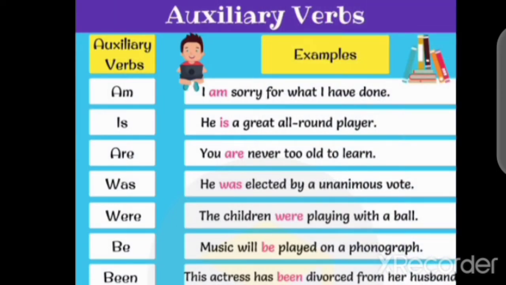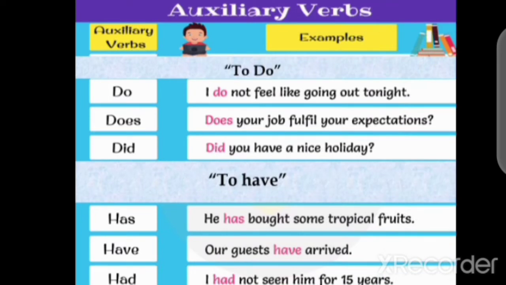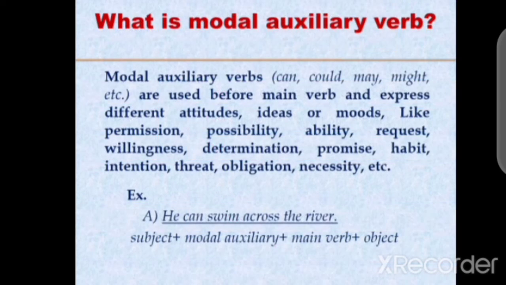So, there are a few more examples of to be, to do, and to have forms. So, read them and understand it. Now, we will see different modal auxiliary verbs and their uses.